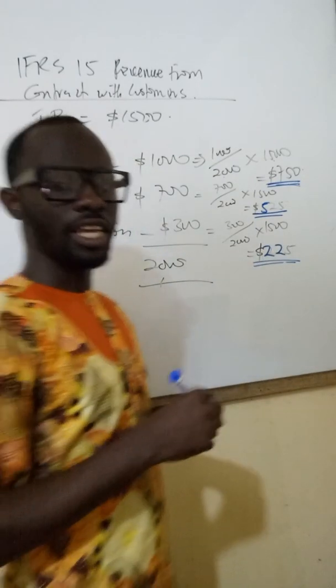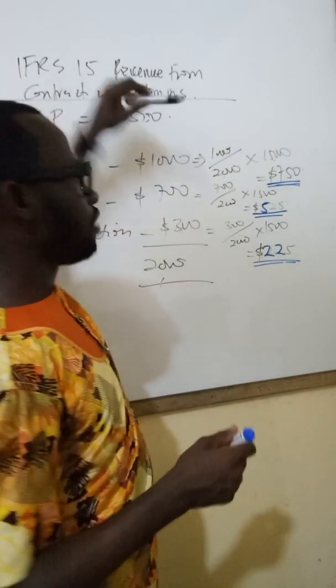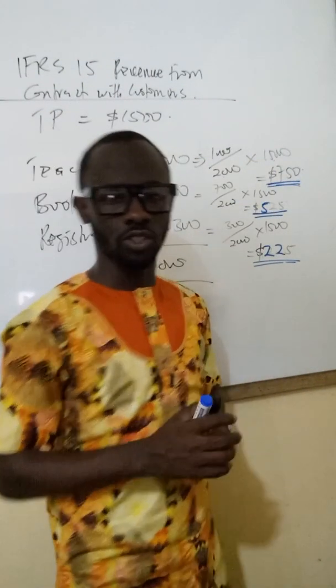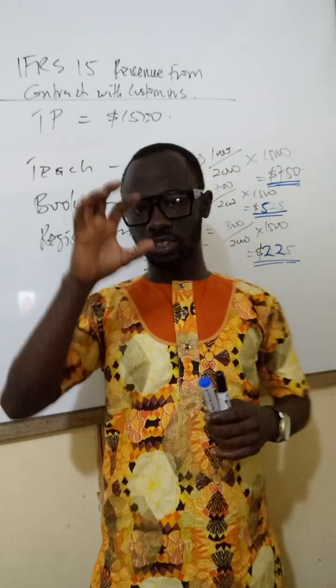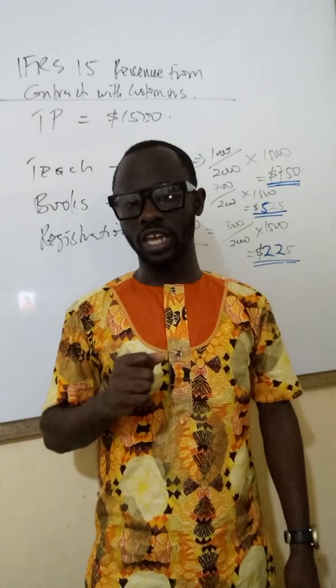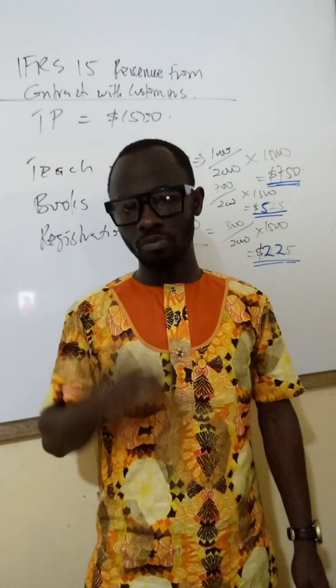As you can see, when we add these three up, it should give us the 1,500. So what have we done? We have proportionally shared the transaction price among the performance obligations that we are going to be undertaking, using their standalone prices.